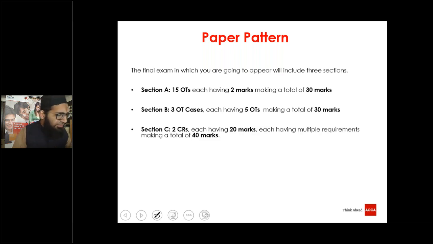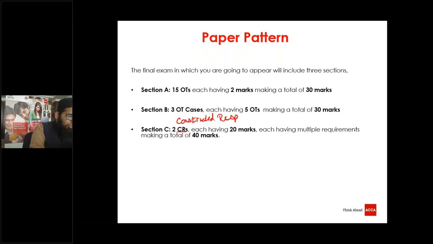Then we have section C, in which we will have 2 CRs. CR means constructed response, each having 20 marks. However, these 20 marks can be subdivided into multiple requirements. So this section comprises 40 marks. So this is what 100 marks looks like.